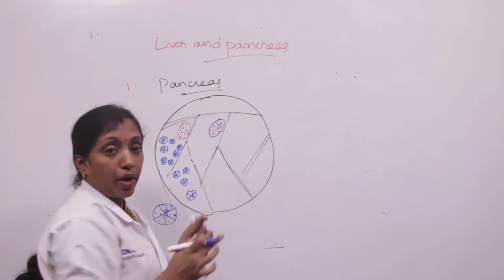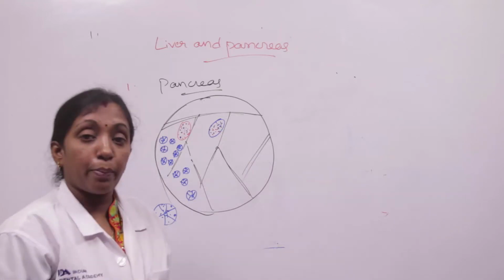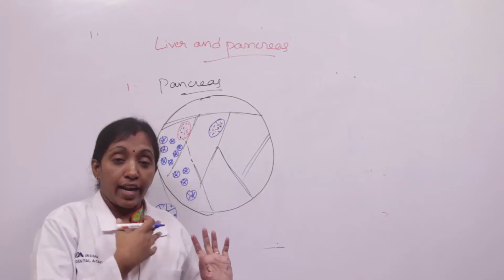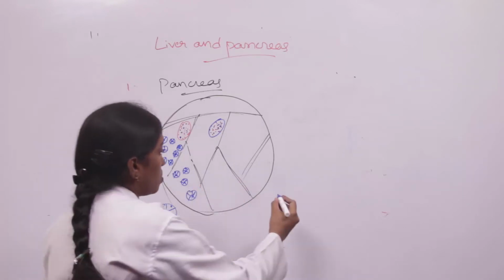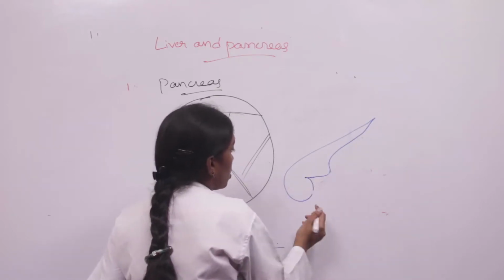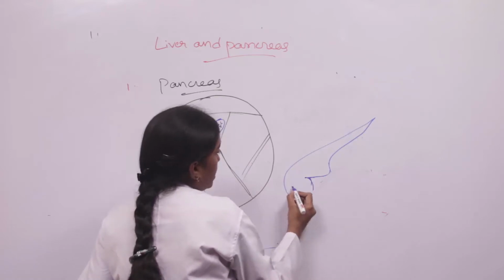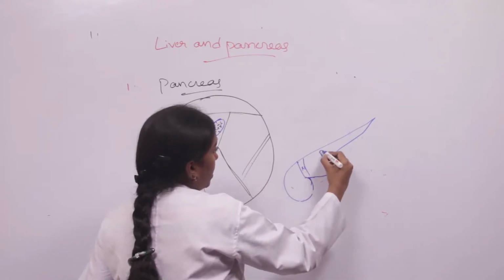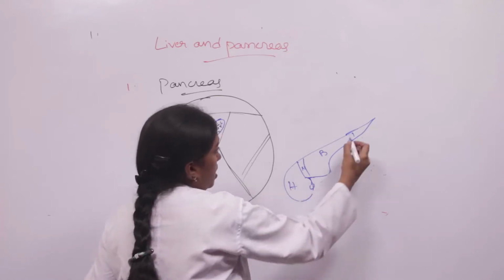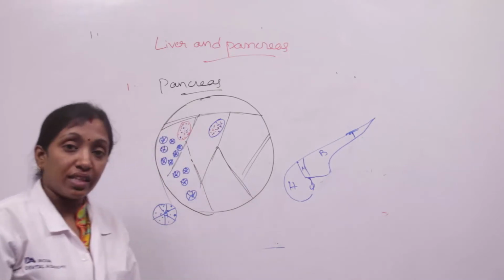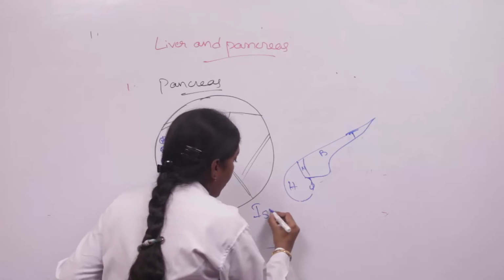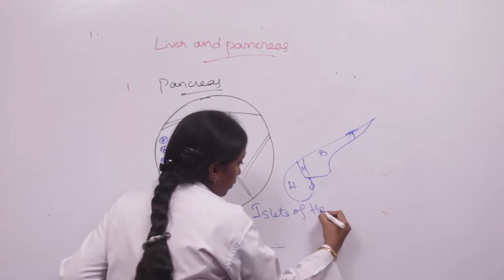So the endocrine part is situated in the tail of the pancreas. We know that the pancreas has the uncinate process, head, neck, body and tail. So when we take the structure of the pancreas, this is the uncinate process, this is the head, this is the neck, body and tail of the pancreas. In the tail of the pancreas you will be able to see the endocrine part, which is nothing but the islets of Langerhans.